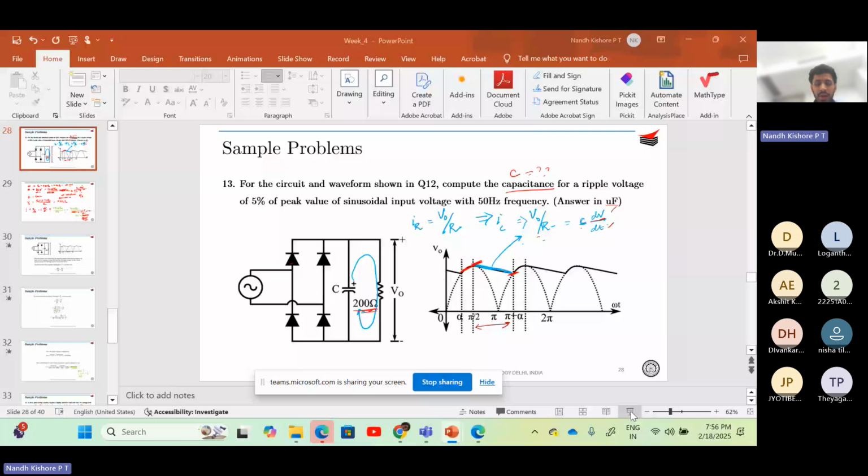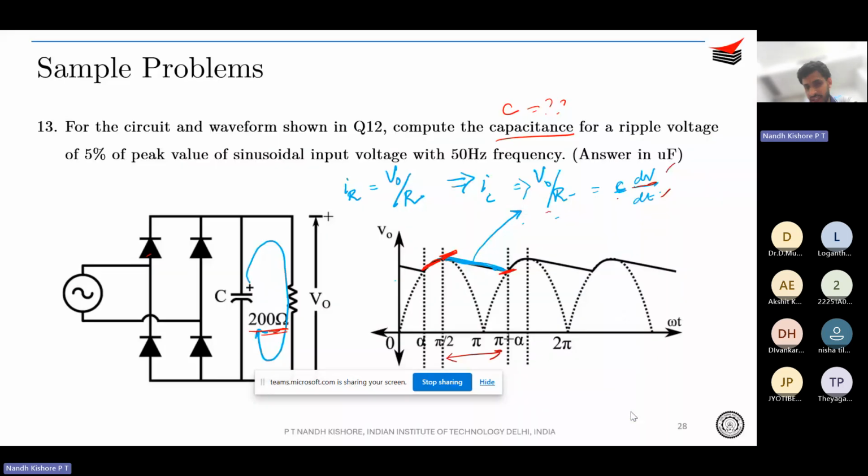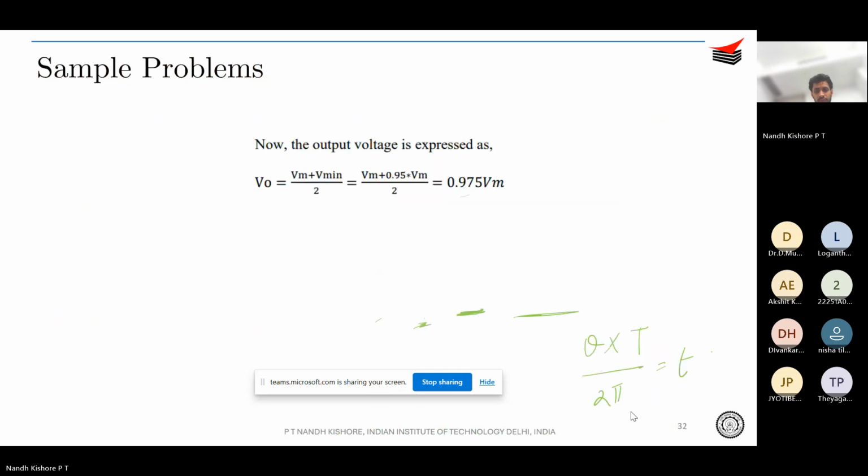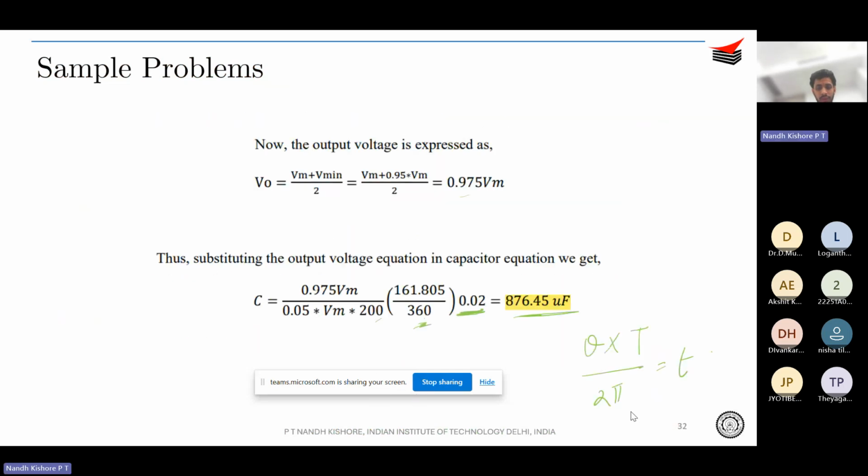So the ripple part is given. We calculated the discharge time in the previous question. You know that during the discharge period, your capacitor will deliver to the load. So load current equal to capacitor current. So V naught by R equal to C dV by dt. dV you know, dt you know. Convert the degrees to radians and radians into time, right? And then V naught by R. So calculate what is V naught, and you find out what is the capacitance required. Yeah, 876.45 microfarad.